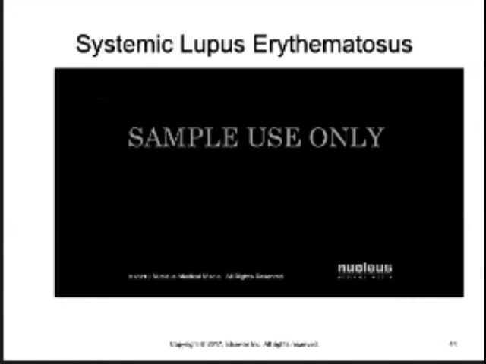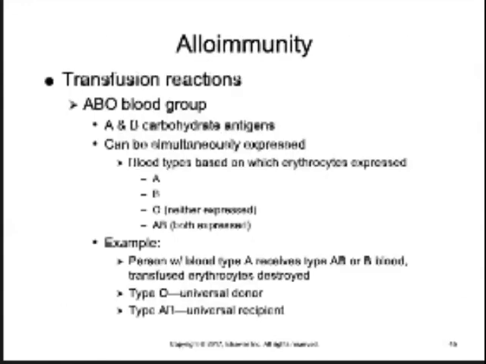With alloimmunity, what you're looking at is a predicted immune response to variations in an antigen within a species. An example is the type 2 hypersensitivity that we see in the ABO blood groups. Antigens A and B are carbohydrates on the surfaces of erythrocytes, and essentially the O is a carbohydrate assembly against which there is no human antibody.